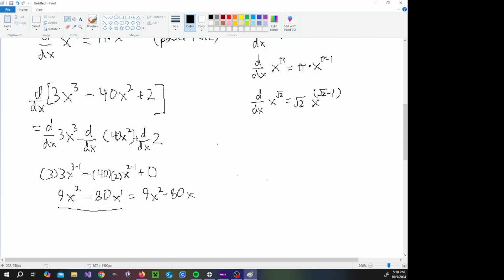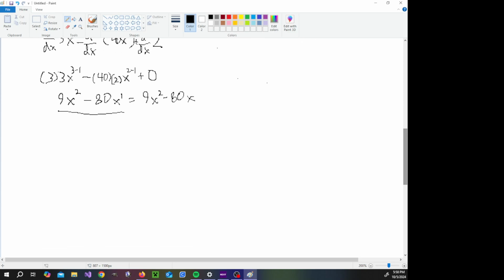So, very good. Now, the next example, I'm going to do something like this. 4x minus 1 times 2x plus 2. And let's say I want to take the derivative of this. Well, we have options, right? I can multiply these two things out.